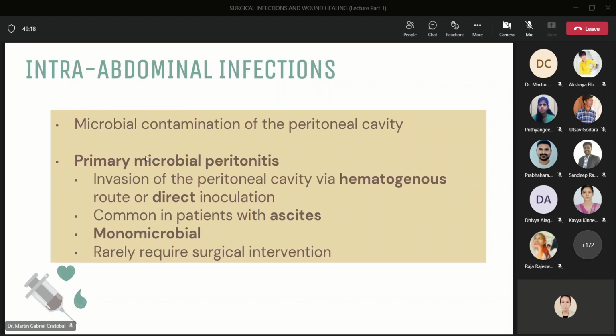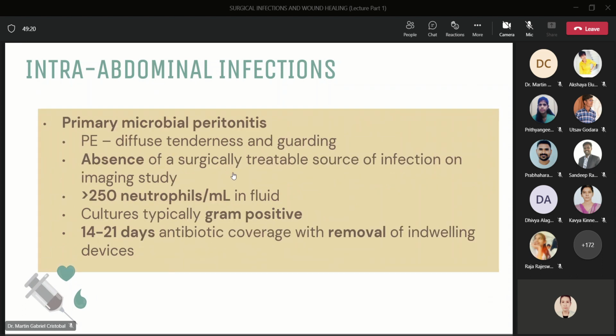requires surgical intervention. The typical findings are diffuse tenderness and guarding without localizing signs, an absence of a surgically treatable source of infection on imaging studies, more than 250 neutrophils per ml in the ascitic fluid, and cultures that typically show gram-positive organisms. The treatment is antibiotic coverage directed against the microbes for 14 to 21 days and removal of indwelling devices such as peritoneal dialysis catheters.